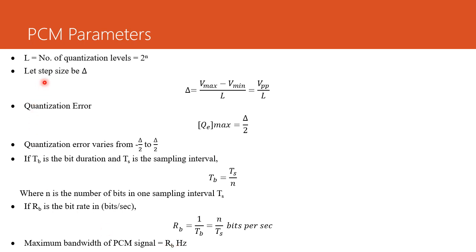hertz. So these are the different PCM parameters: the quantization level L, then the step size delta, then the quantization error, which varies from minus delta by 2 to delta by 2, then the bit duration, then the maximum bandwidth of a PCM signal. So depending upon these PCM parameters, maybe there will be some numericals.